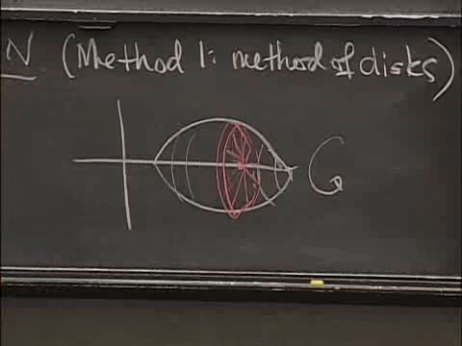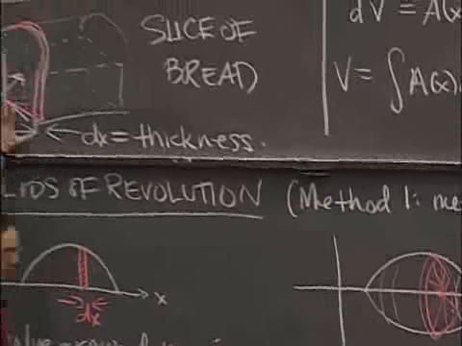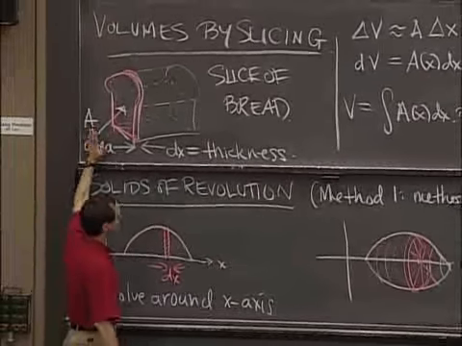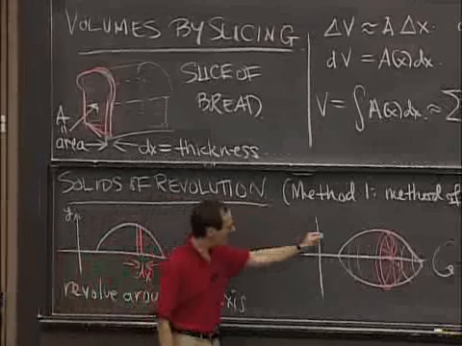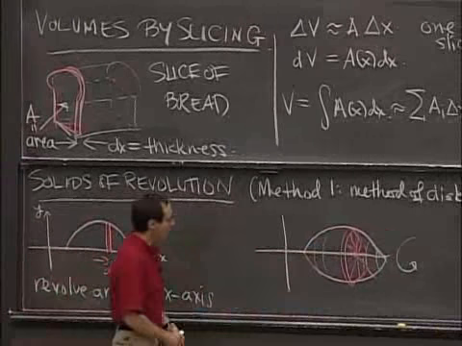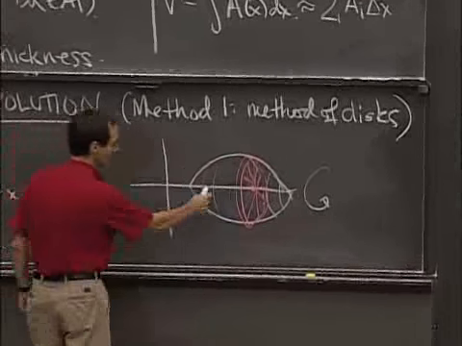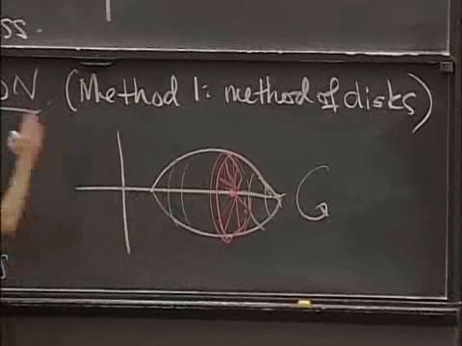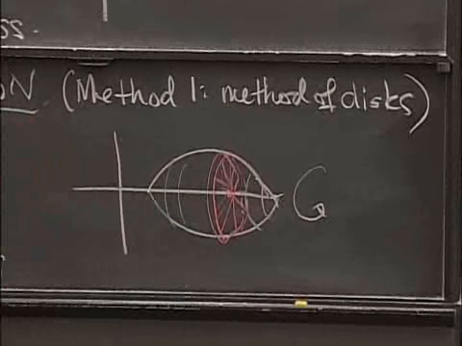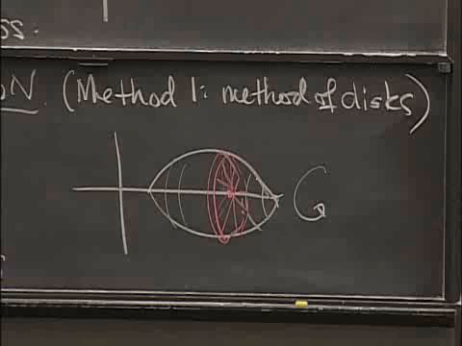Now I'm going to apply the reasoning that I have up on the previous blackboard here. Namely, I need to get the volume of this chunk. And the way I'm going to get the volume of this chunk is by figuring out its thickness and its area, its cross-sectional area. And that's not too difficult to do.